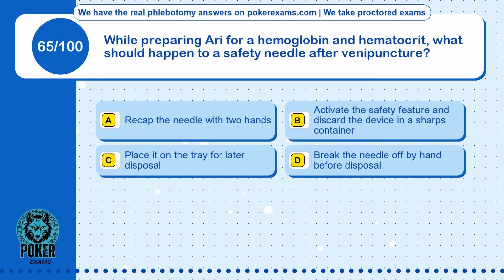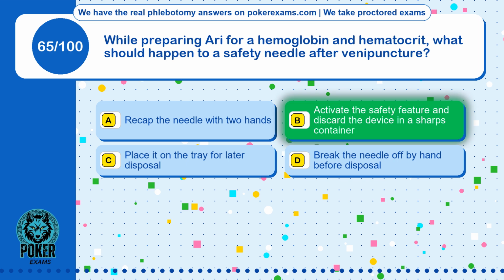Question 65. While preparing RE for a hemoglobin and hematocrit, what should happen to a safety needle after venipuncture? Option A, recap the needle with two hands. Option B. Activate the safety feature and discard the device in a sharps container. Option C. Place it on the tray for later disposal. Option D. Break the needle off by hand before disposal.